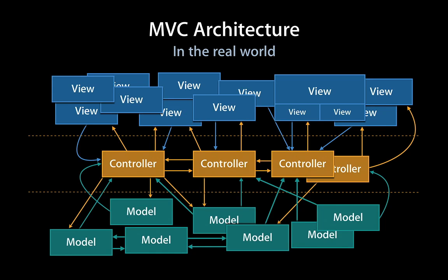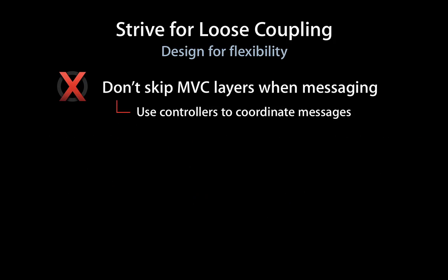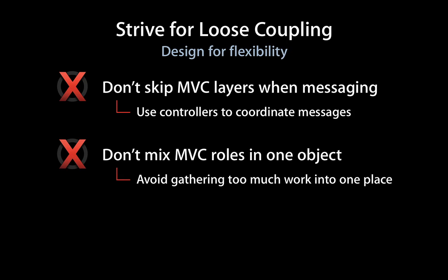Okay, so here are some strategies for taming all of those arrows. So, striving for loose coupling. First of all, don't skip layers. Use controllers to coordinate messages from models to views. That's one way to tame things, one way to keep things more manageable. Again, using features like delegation, notifications, and so forth. Don't message directly from the top level to the bottom level.